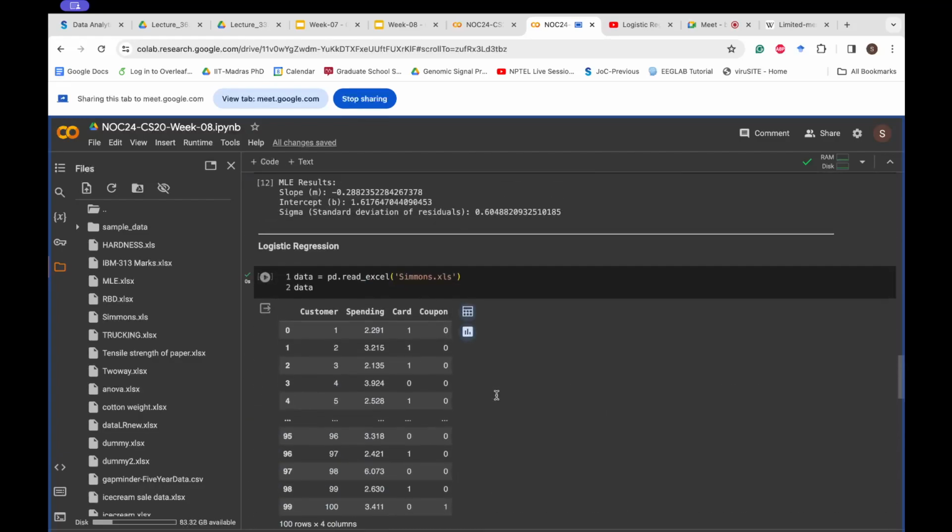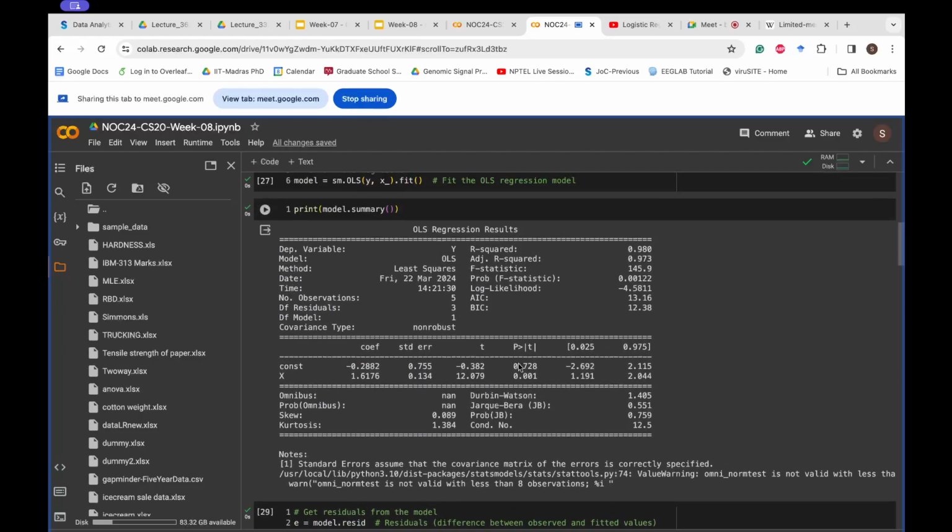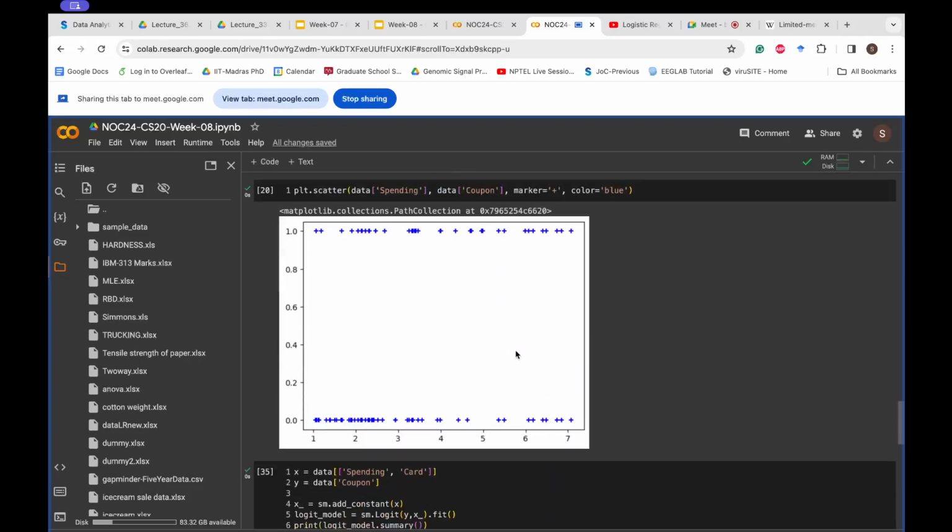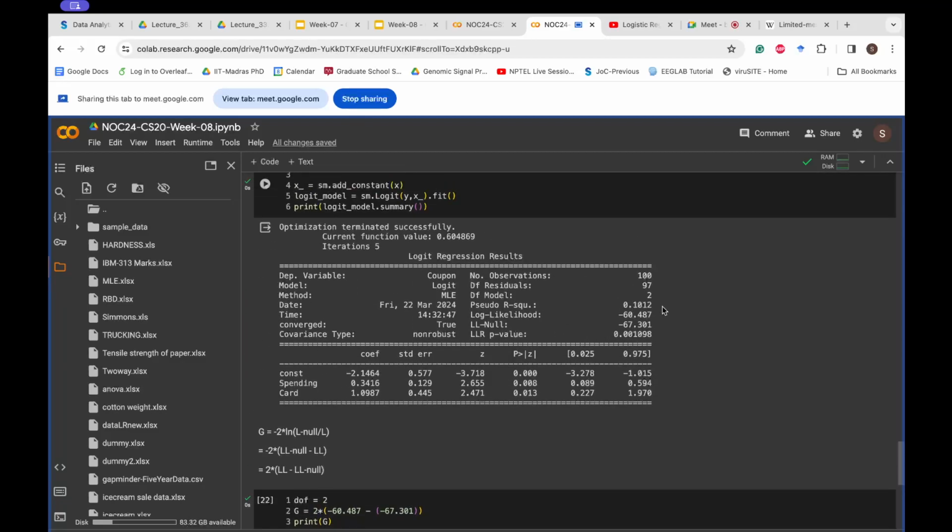So as we saw in the case of linear regression, there was this F statistic that was being computed to quantify the statistical significance of the overall model. Similarly, in the case of logistic regression, we have a G test, and to compute the G statistic we use this formula, negative 2 times the log of LL null divided by LLR. So what is LL null and LLR?